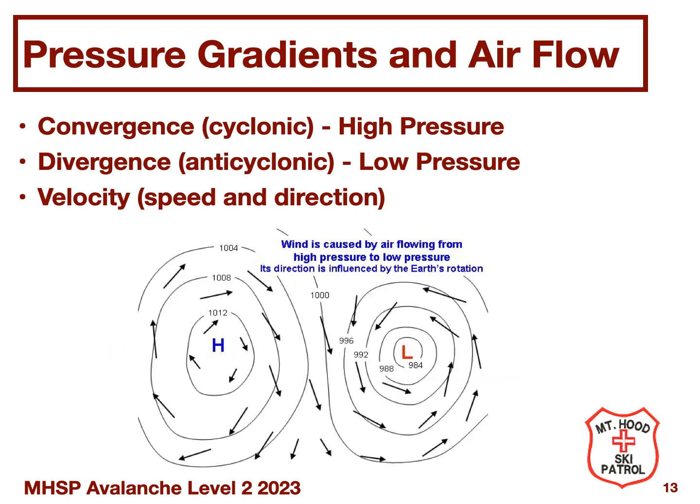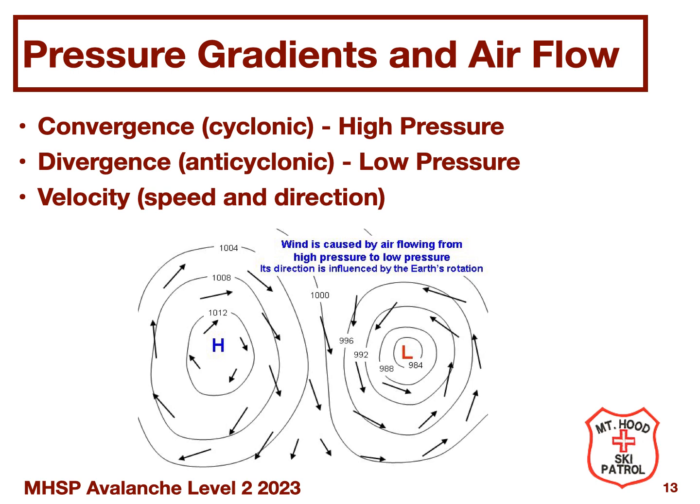In the northern hemisphere, air flows in a clockwise direction around high-pressure systems. This is called convergent or cyclonic flow. Air flows in a counterclockwise direction around low-pressure systems. This is called divergent or anticyclonic flow. Air will flow from high-pressure systems to low-pressure systems. The greater the pressure difference between the two systems, the greater will be the velocity of wind flowing from one to the other.